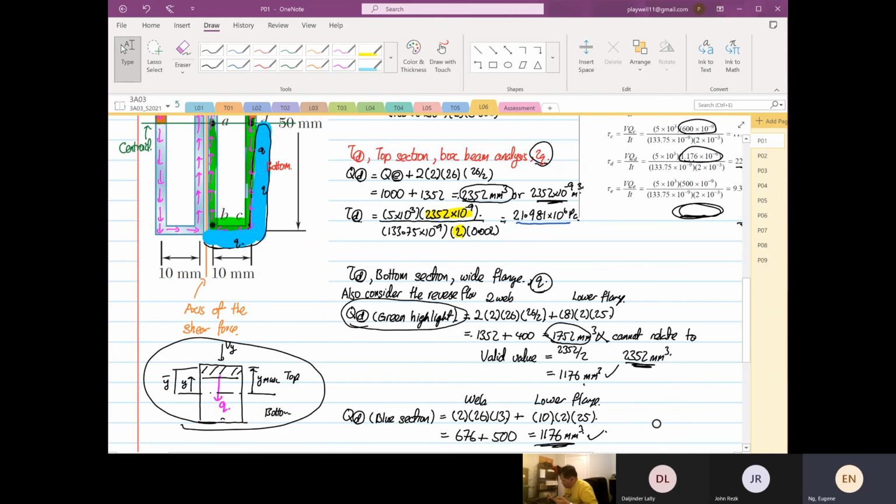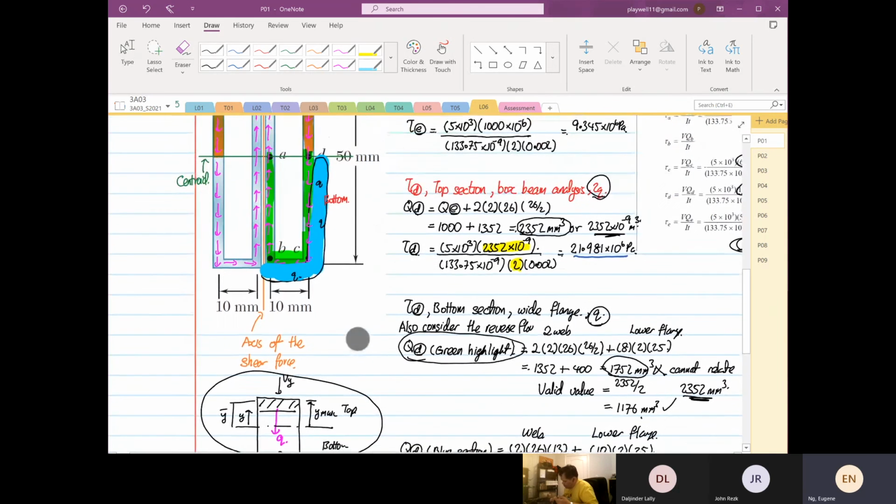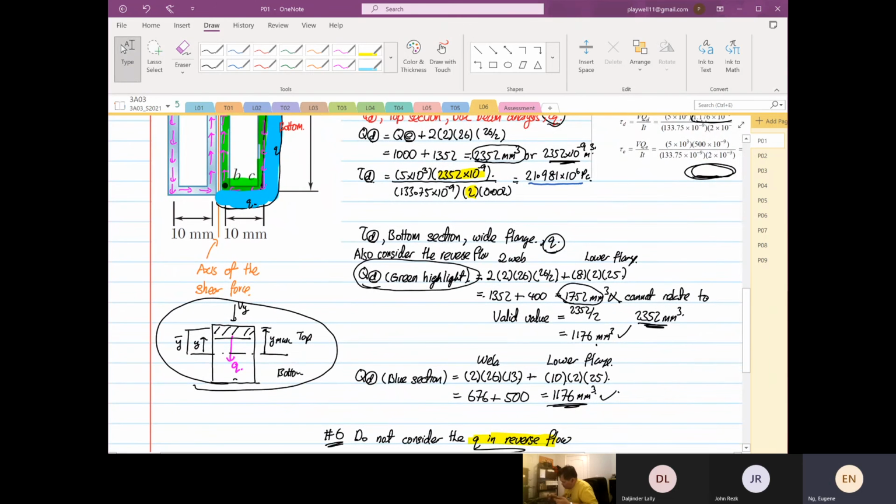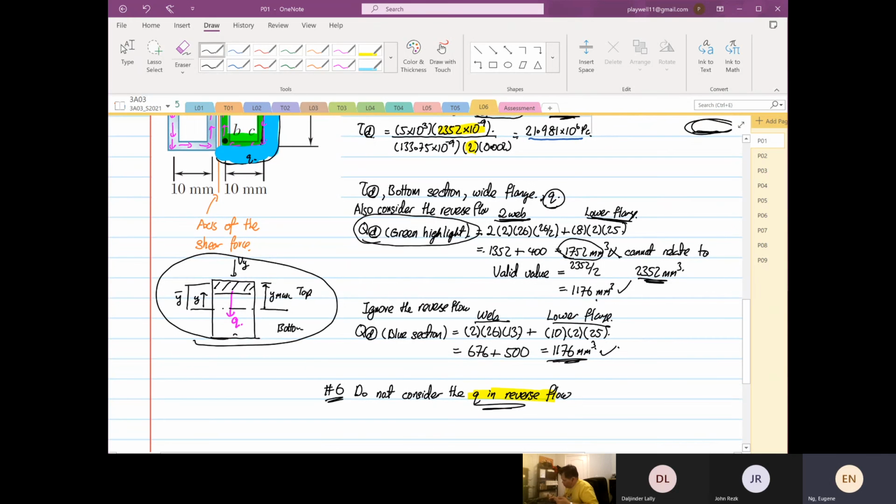So if we just consider the blue section, right over here, ignore the reverse flow. That's why this is just one web and one lower flange. The one before is two webs and one lower flange. So when we do that, we get our Q, first moment of point D, at 1176.